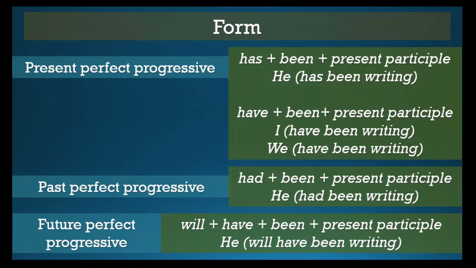Now, in terms of the future perfect progressive, this pattern that you can see on the screen right now is always the one used. After the subject, the modal will, have, been, and the present participle of the main verb are written sequentially.